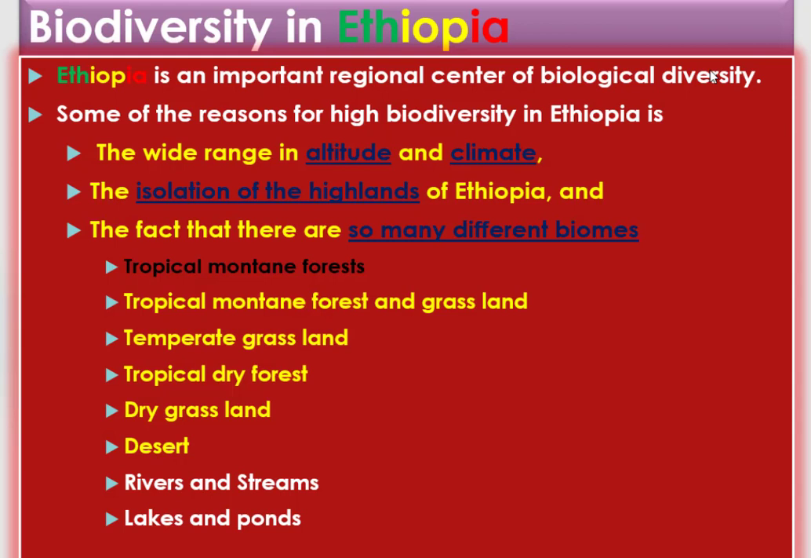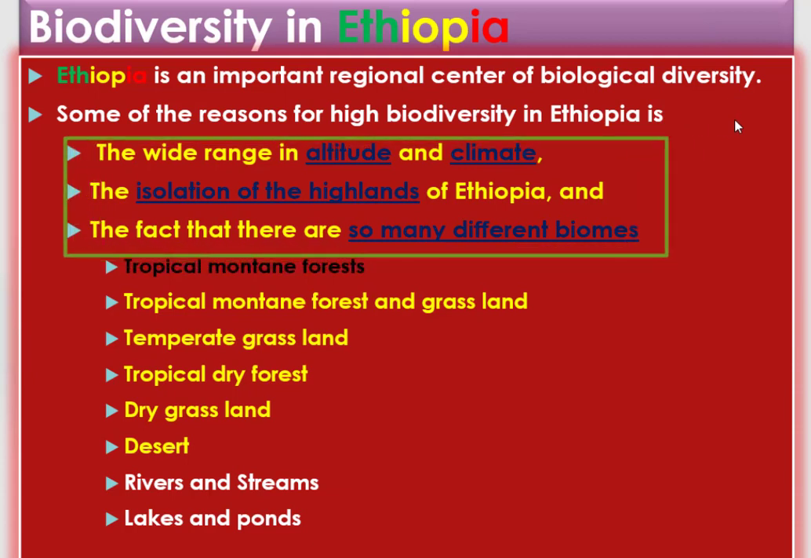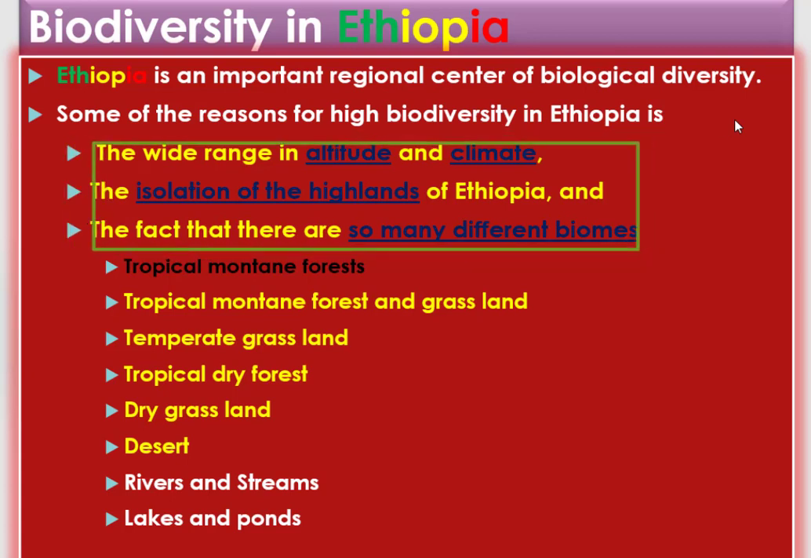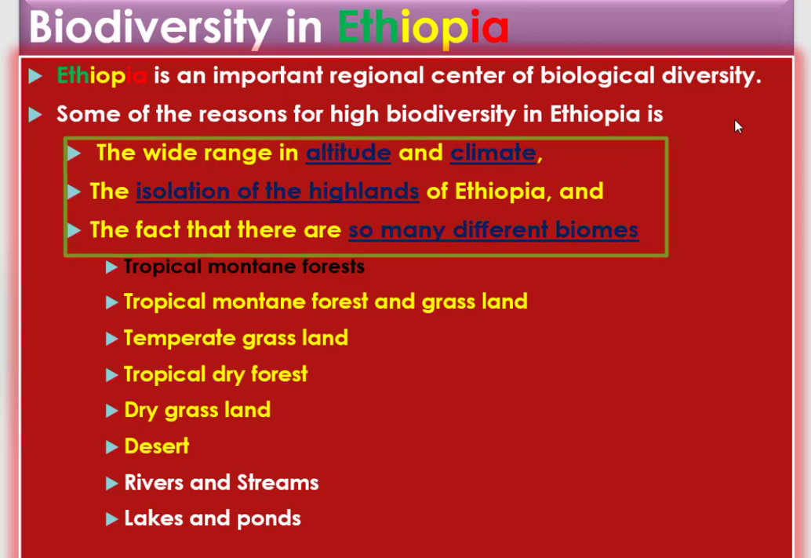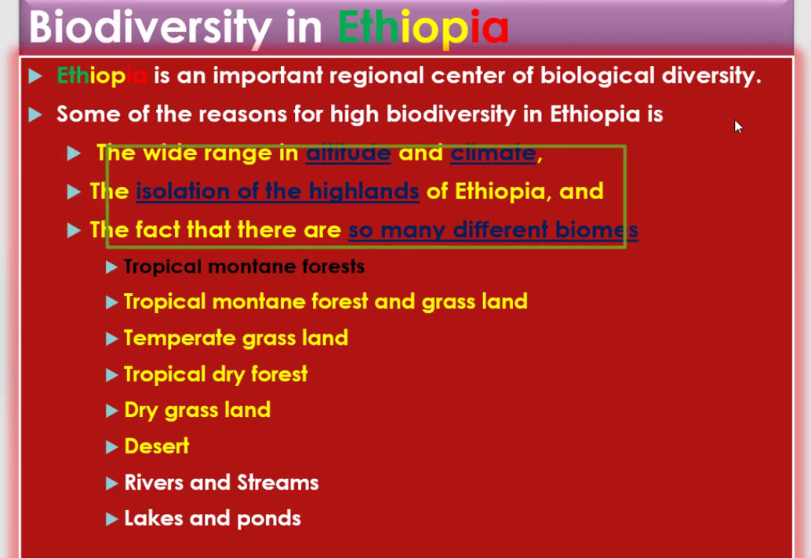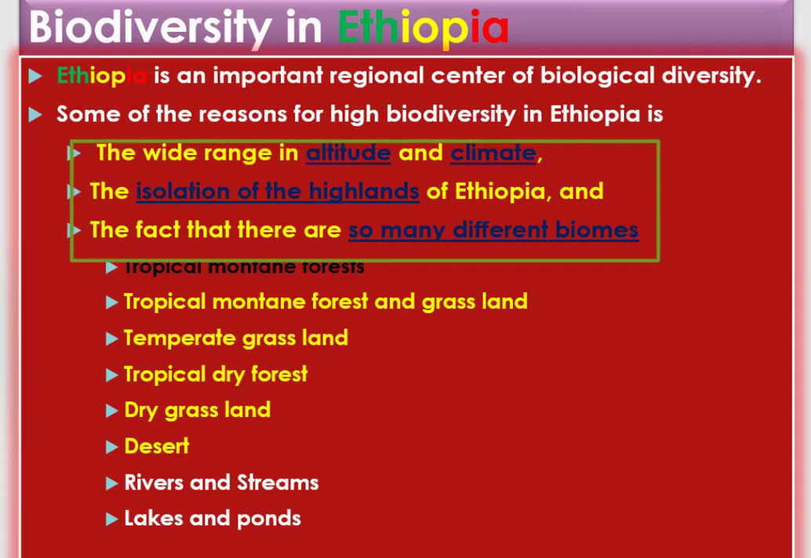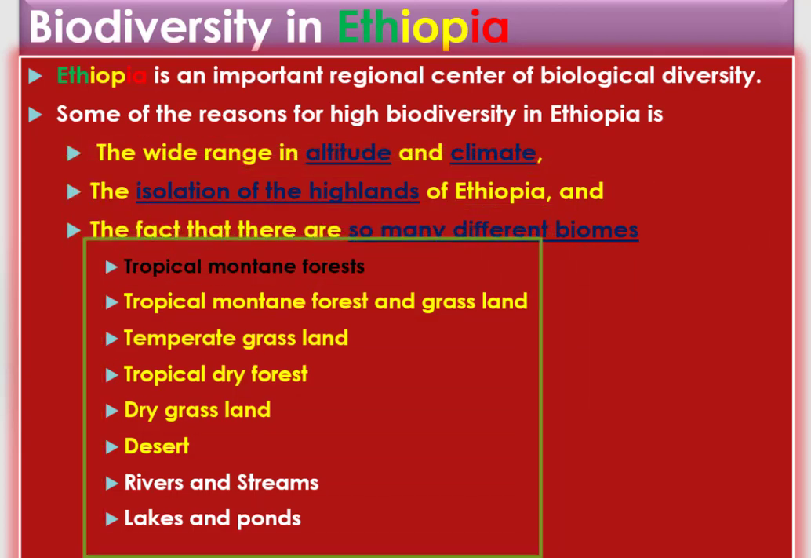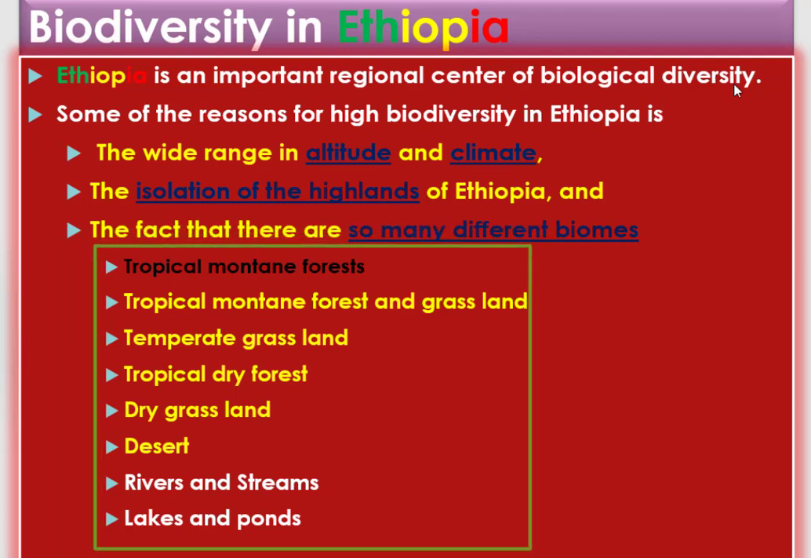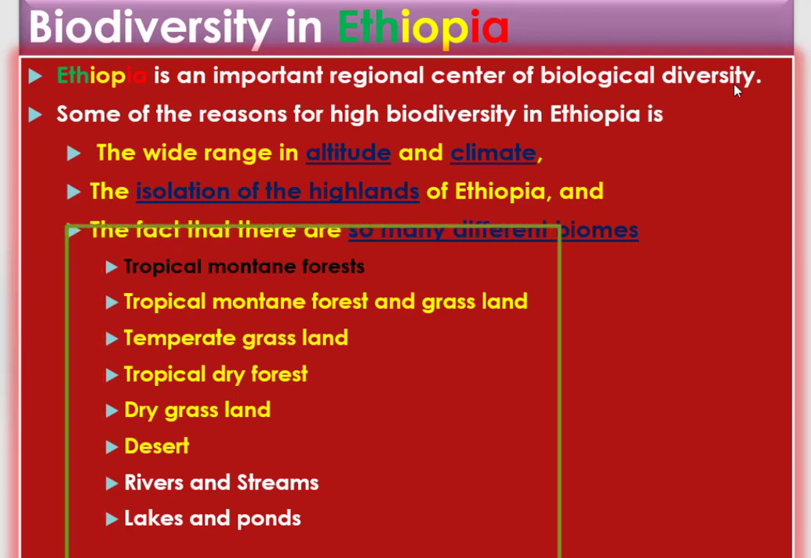Biodiversity in Ethiopia. Ethiopia is an important regional center of biological diversity in Africa. Some of the reasons for high biodiversity in Ethiopia are, the first one, the wide range in altitude and climate. The second reason, the isolation of the highlands of Ethiopia. And the third reason, the fact that there are so many different biomes in Ethiopia. These biomes include tropical montane forests, which are found in the wetter portions of the western highlands.